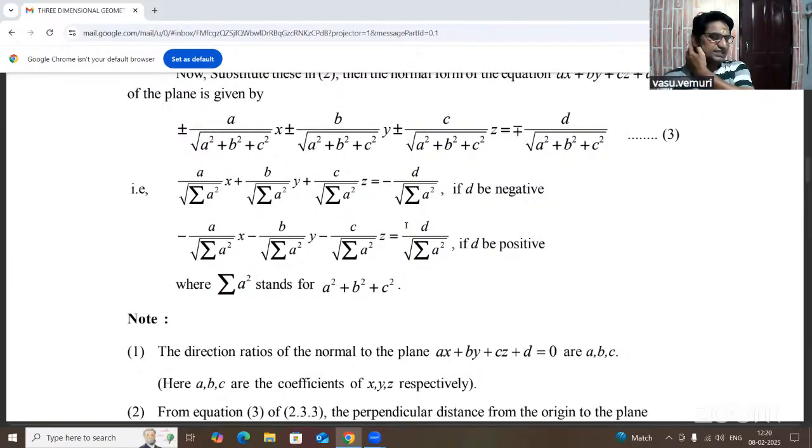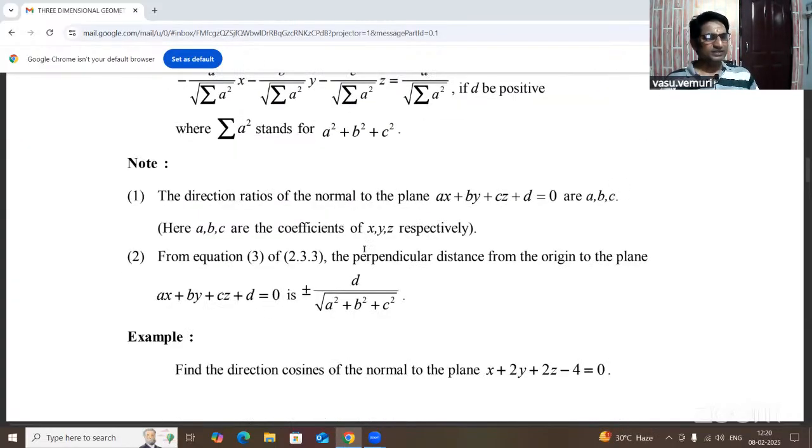Now here D is negative, we are getting the value minus D by root of sigma A square. When D is positive, it is D by root of sigma A square, because sigma A square means A square plus B square plus C square.